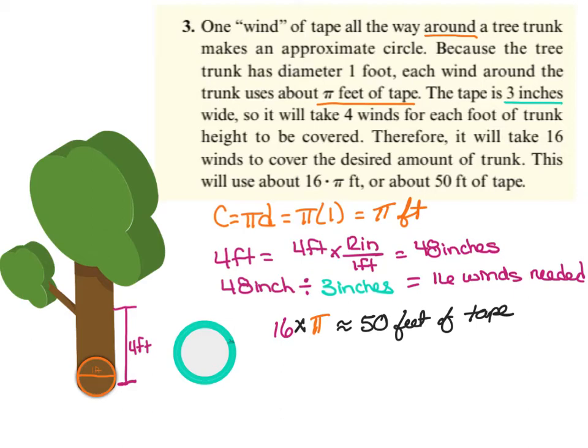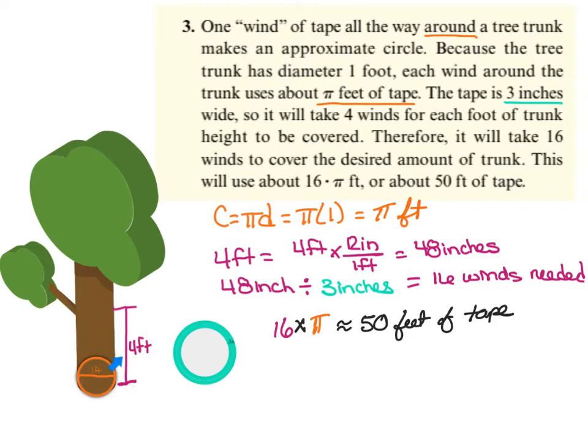Now, since the tape itself, if we consider this the tape, is 3 inches wide, I have to figure out how many times I'm going to need to wind that around to get to a height of 4 feet. So to do this, I first converted 4 feet into inches. So 4 feet is the same as 48 inches. If the tape is 3 inches wide each time I go up, that's 16 times around the tree, or 16 winds that I would need.